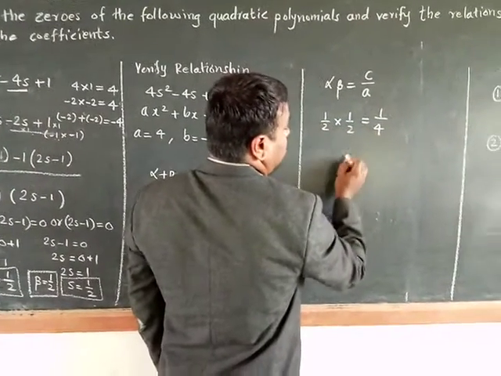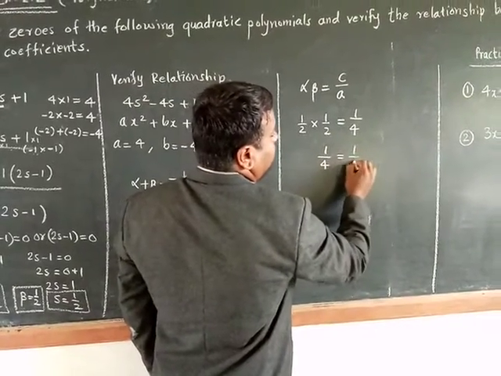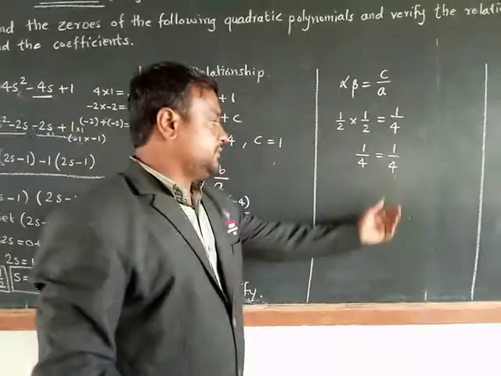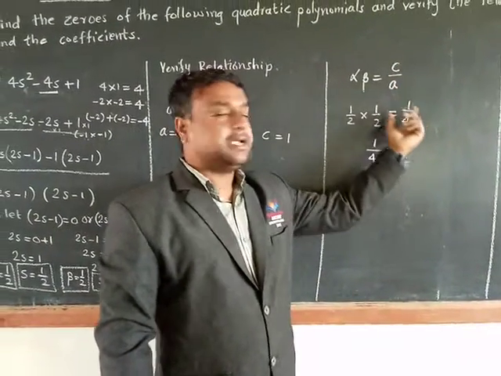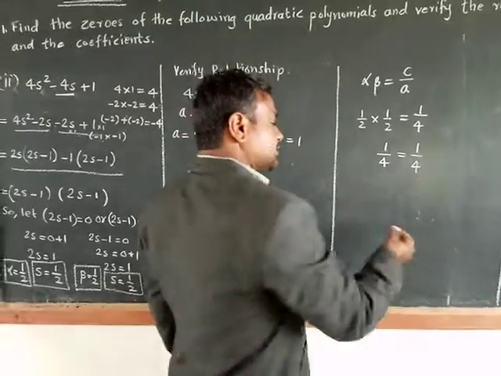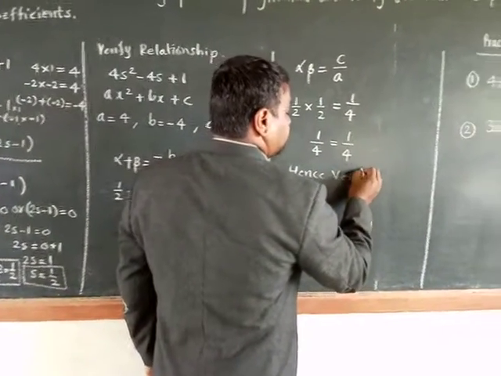So 1/2 into 1/2, that is 1 upon 2 twos are 4, which is equal to 1 upon 4. So again we verify that the product of the two zeros is equal to the constant term divided by the coefficient of x². So we can write here, hence verified.